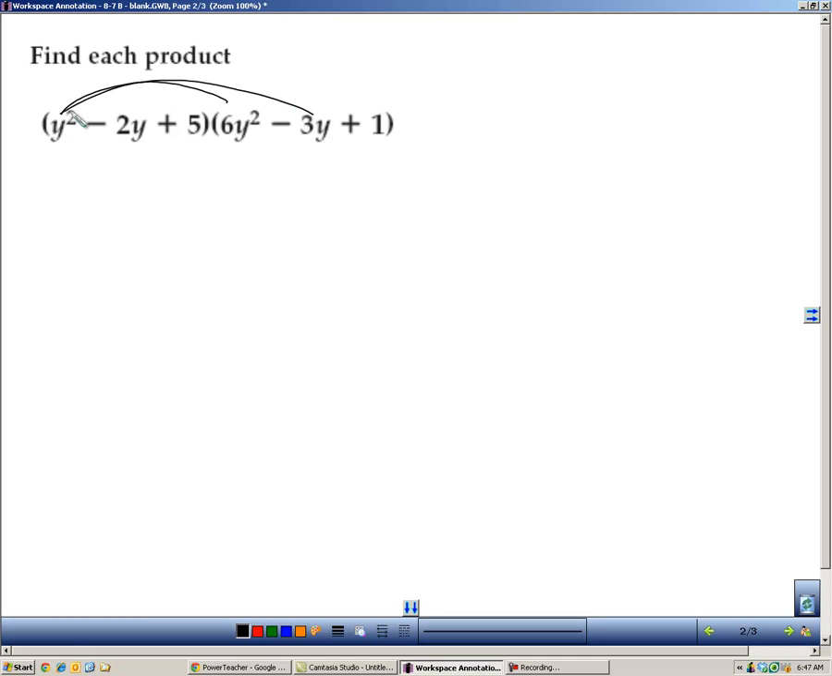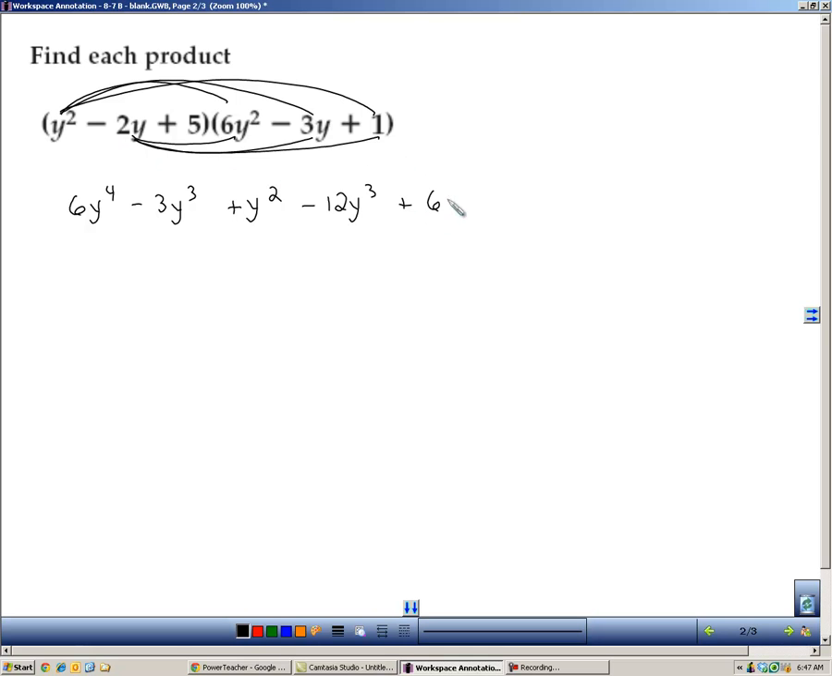Distribute the y squared to every term, so we'll get a 6y to the fourth. Remember, you add the exponents. Minus 3y to the third plus y squared. I'm now going to distribute the negative 2y to every term. So that'll be a negative 12y cubed. Negative 2 times negative 3 is positive 6y squared, and then negative 2 times 1 is negative 2y.